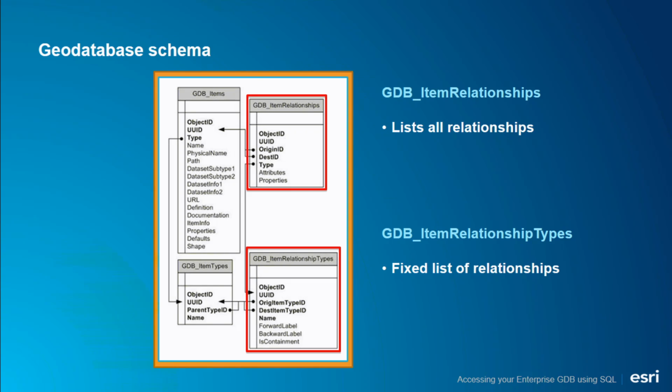So we know that items in our geodatabase have relationships. So the GDB item relationships table is going to be the pieces that participate in relationships. So this could be a feature class being contained within a feature data set. It could be a domain being assigned to a feature class. So these are going to be the origin and destination pairs of these items, listed in the relationships table. And then the item relationship types is going to be a fixed list like the item types. It's going to contain all the different types of relationships that a geodatabase can have.